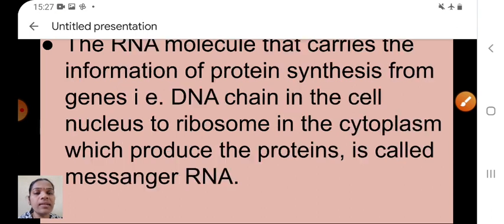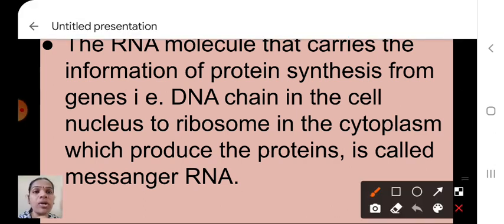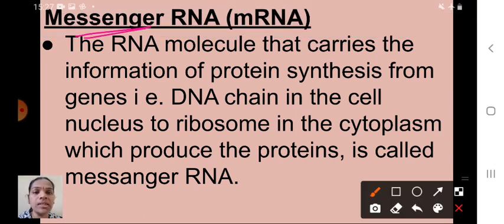The next one is the second type of RNA, that is, messenger RNA. I hope you know the meaning of message, isn't it children? This RNA molecule carries the information. Message means information. So messenger RNA means the RNA molecule that carries the information of protein synthesis from genes, that means the DNA chain in the cell nucleus, to the ribosome in the cytoplasm.